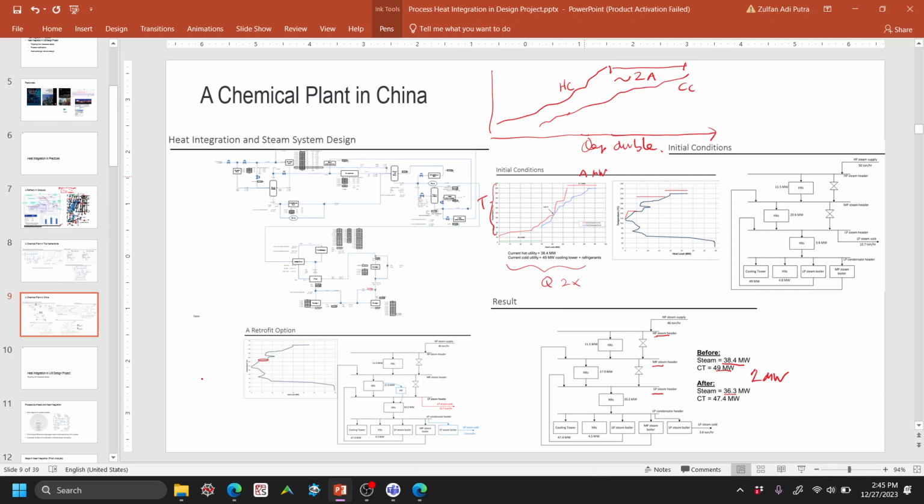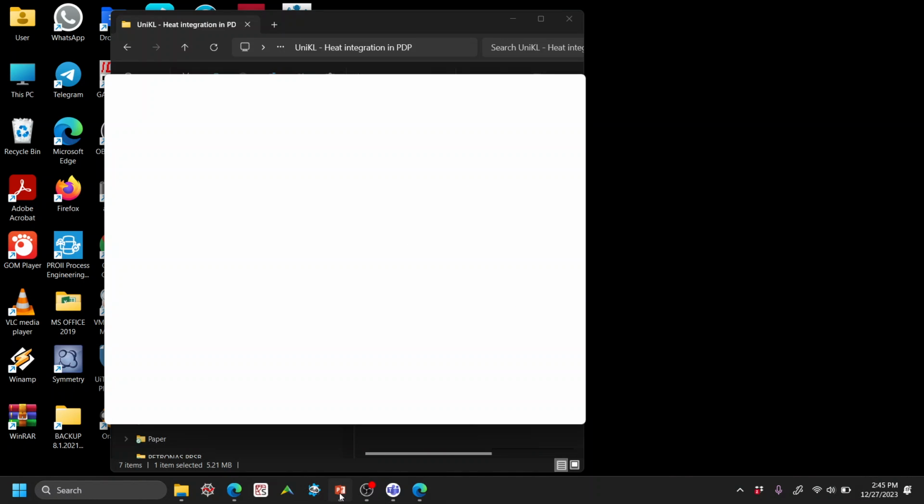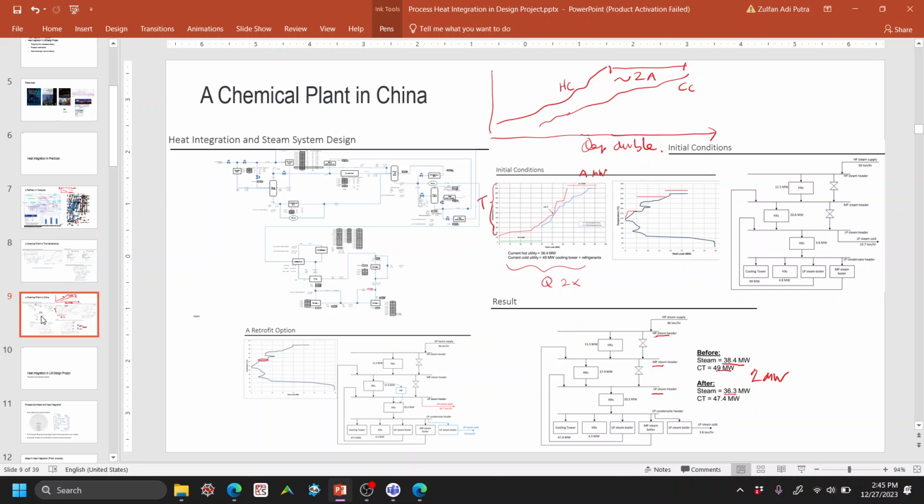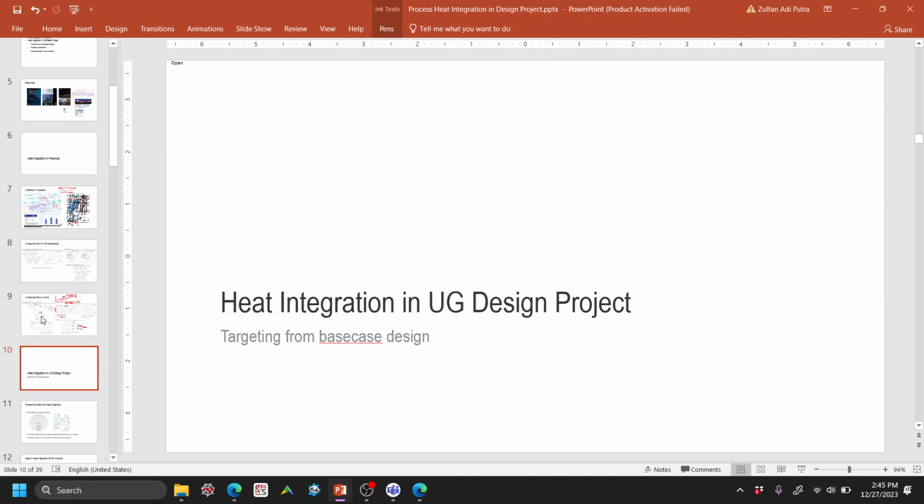Okay, now we have seen what we can do in practice. The same thing that you can do as well in your final year design project, right? So we're just here to recap a little bit. Yeah, I think most of you know this already.